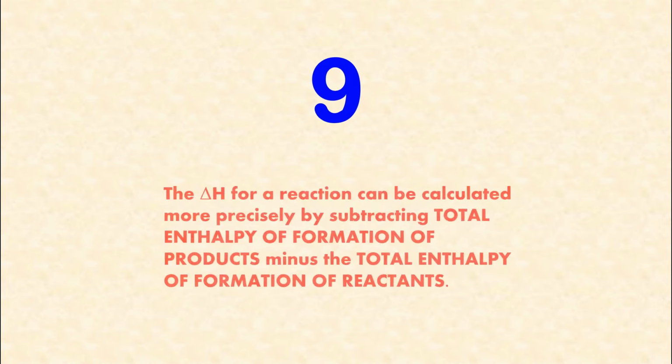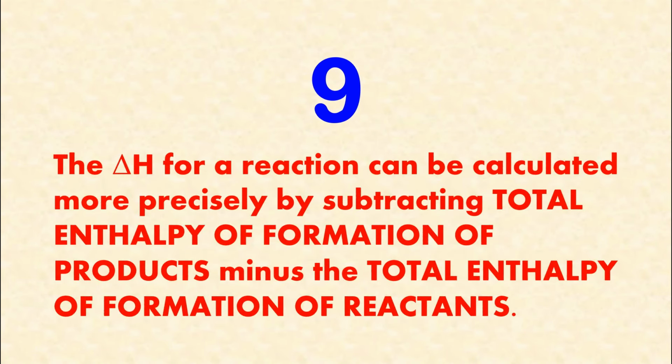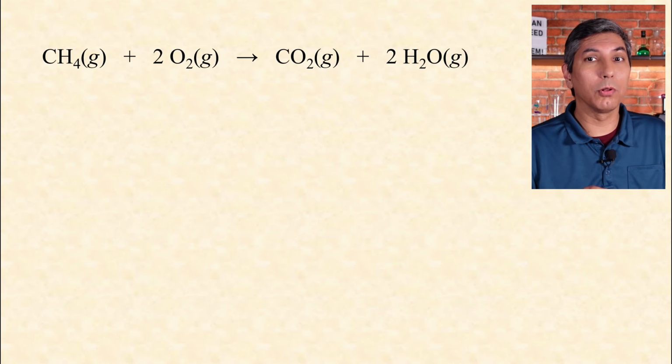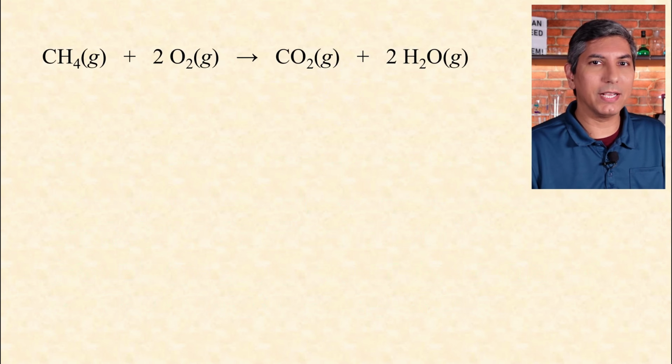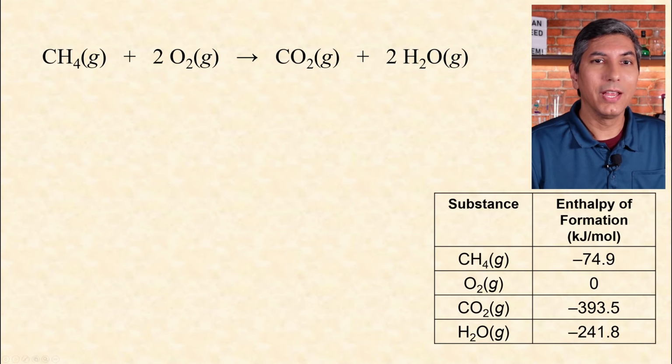Number 9. The delta H for a reaction can be calculated more precisely by subtracting total enthalpy of formation of products minus the total enthalpy of formation of reactants. In this chemical reaction, we're looking at the combustion of methane in oxygen gas. For this process, we'll use the enthalpies of formation given to us in this table.